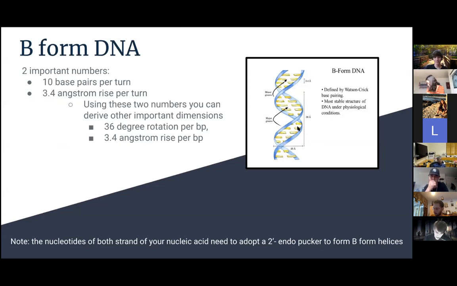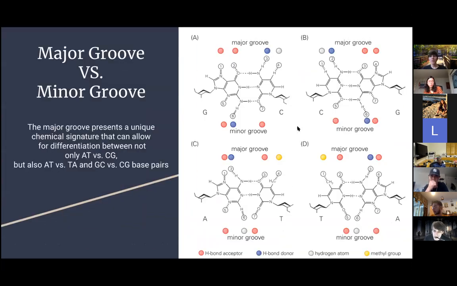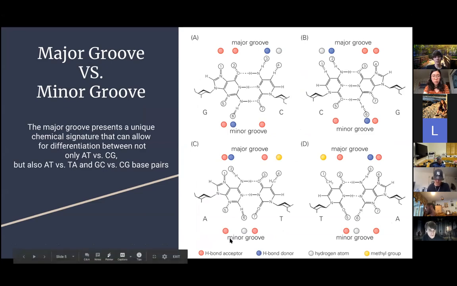I will talk more about that here. The major groove and the minor groove present unique chemical signatures on their surface where they're exposed. The major groove presents a unique chemical signature for all of the varieties of base pairs, between CG base pairs and GC base pairs, whereas the minor groove will only present unique chemical signatures between the AT and the CG base pairing. Does that make sense to everybody? So if you look at the actual image, it'll show you.